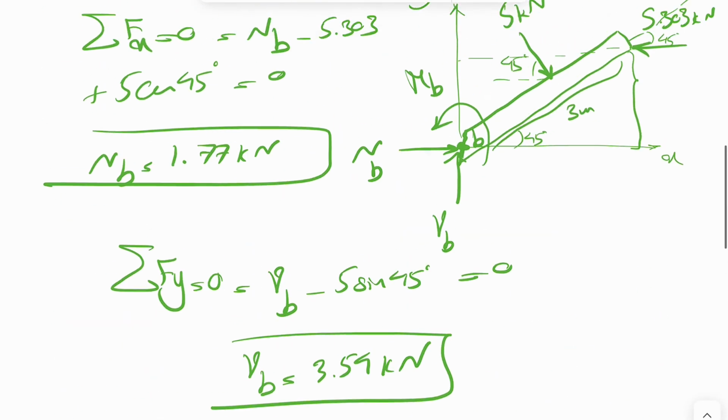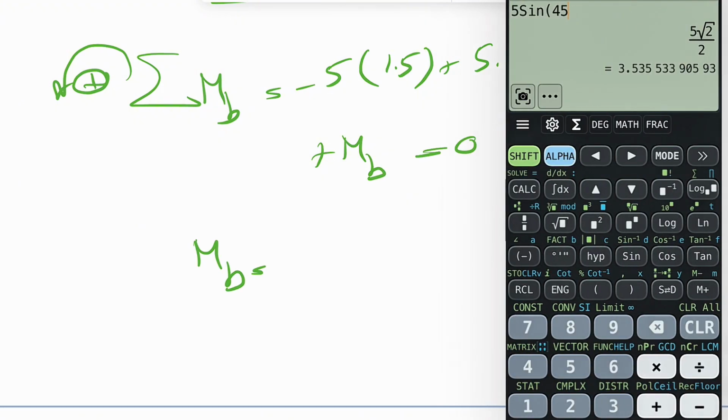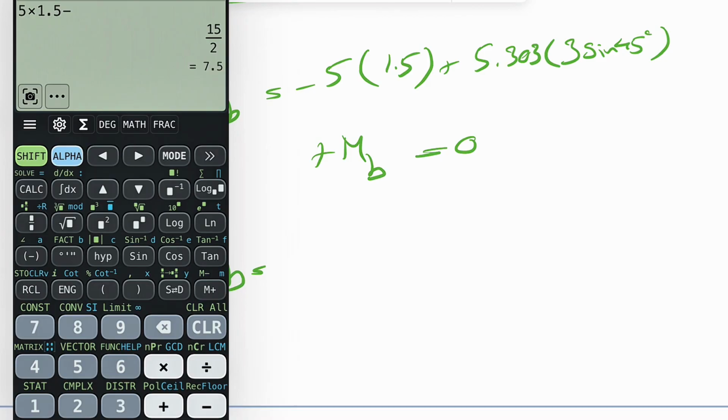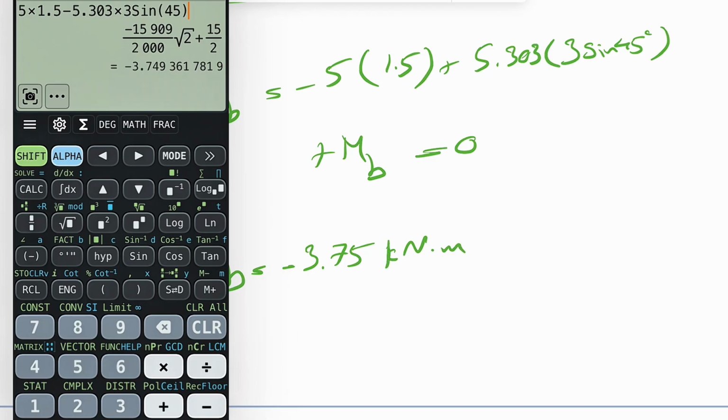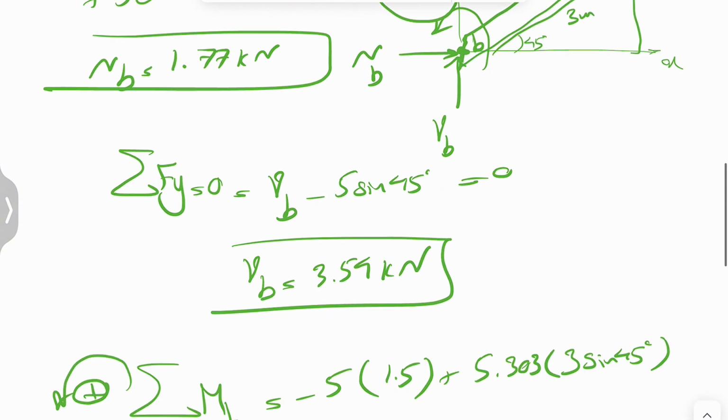And we also called our moment at B, which is the bending moment counterclockwise, so positive, MB equals 0, and this is going to give us MB, which is 5 times 1.5 minus 5.303 times 3 sine of 45, and yeah, that's going to be 3.75, actually negative, kilonewton meter, and the negative sign shows that our assumption is not correct, so it's actually again clockwise. And yeah, that's pretty much everything for this question.